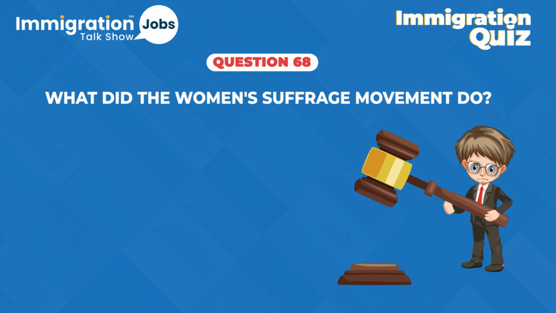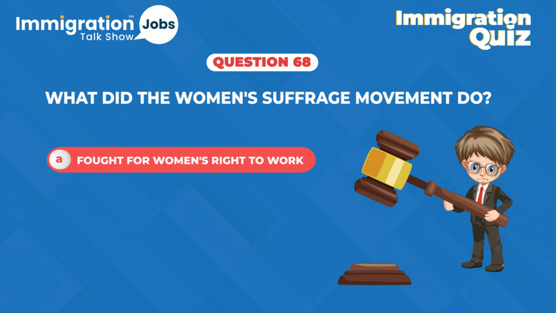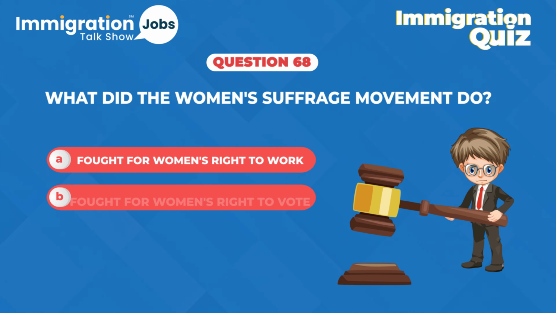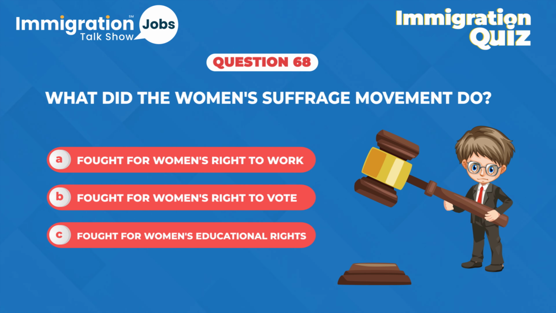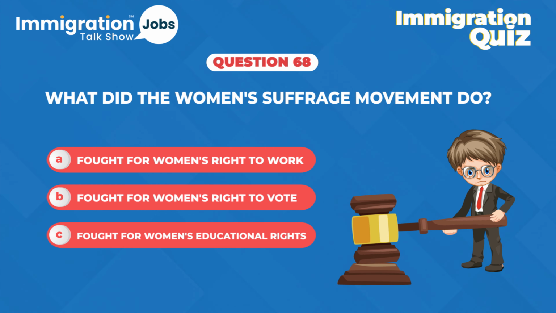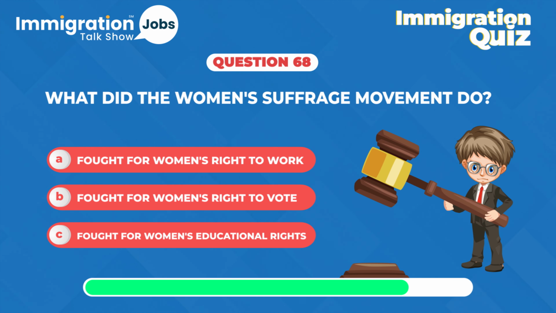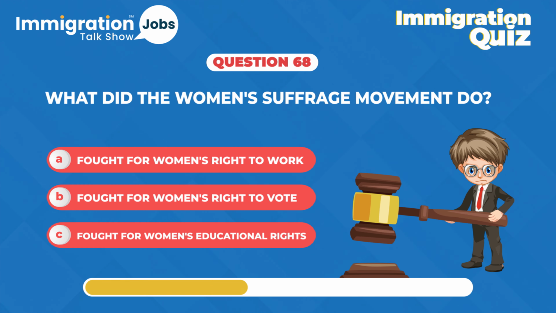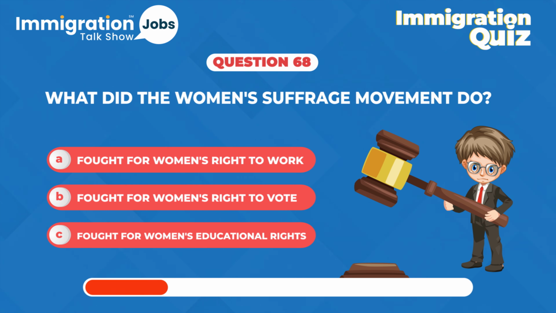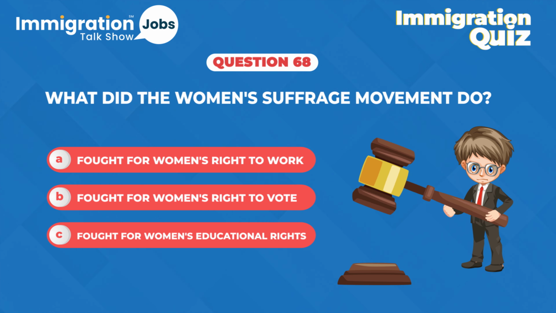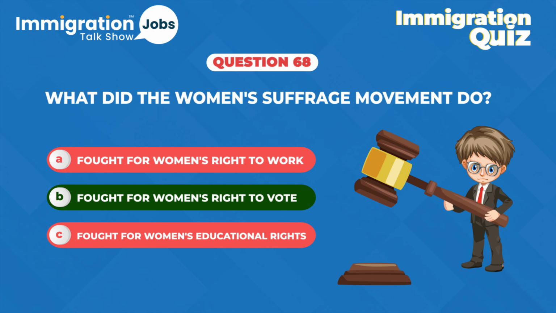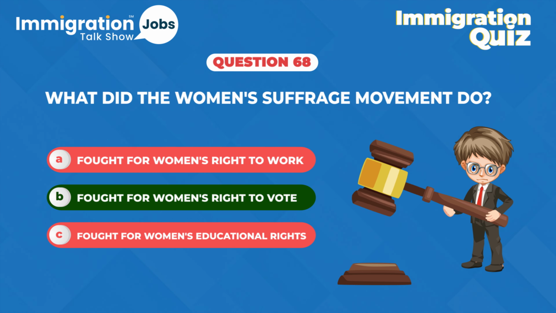What did the women's suffrage movement do? Option A, fought for women's right to work. Option B, fought for women's right to vote. Or option C, fought for women's educational rights. And the correct answer is option B, fought for women's right to vote.